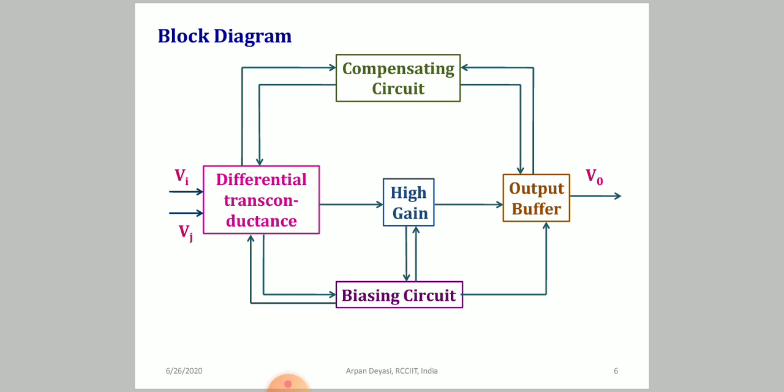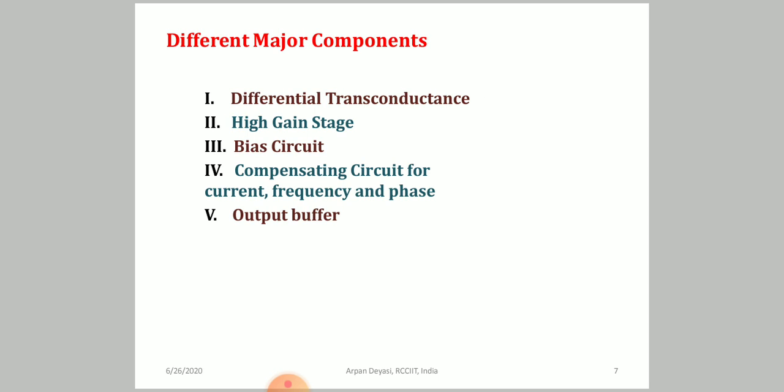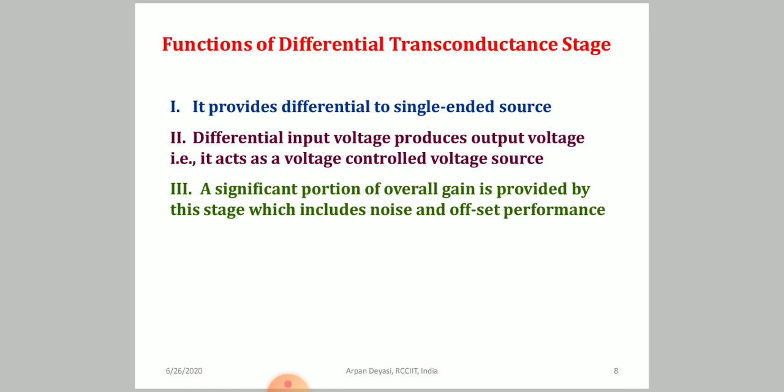So these are the names of the stages I have written here, and everybody is requested to look at point 4, where I have written the current, frequency and phase compensating circuits. With that consideration, I am going to first discuss the function of the differential transconductance stage, and it provides the differential to single-ended conversion.